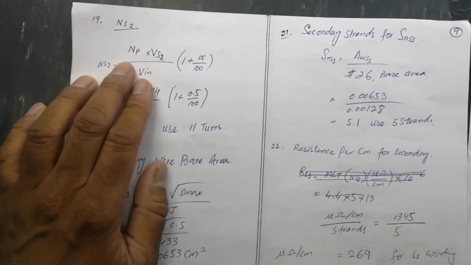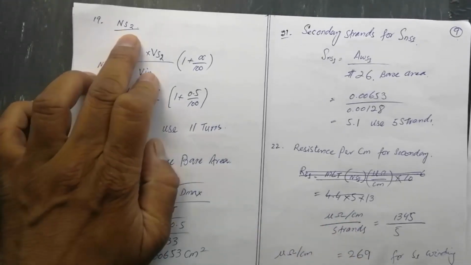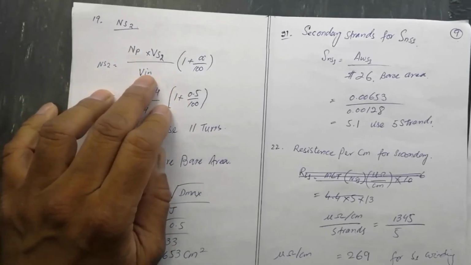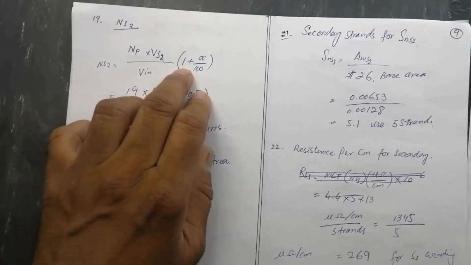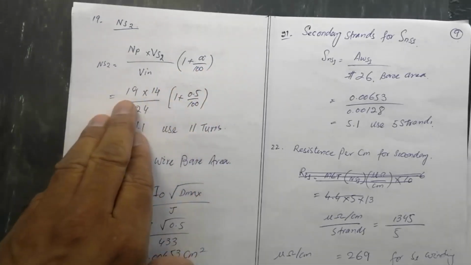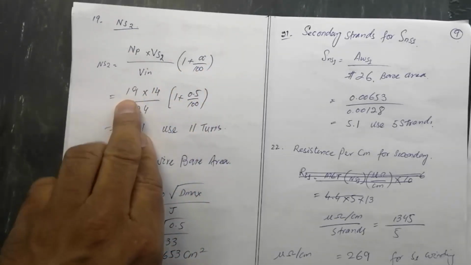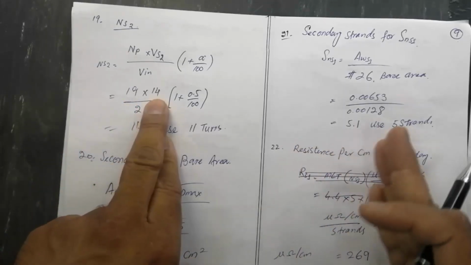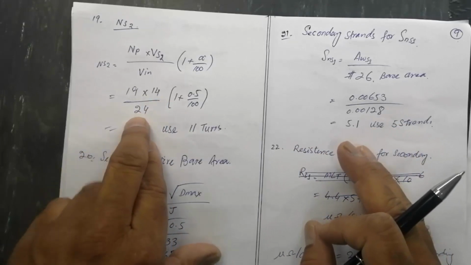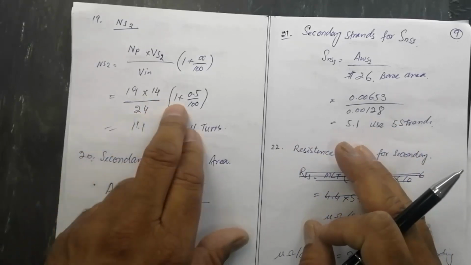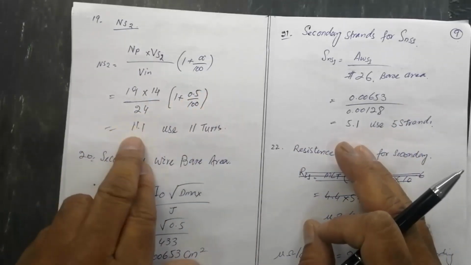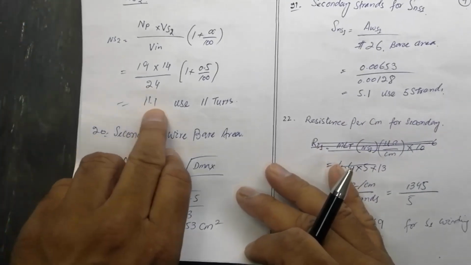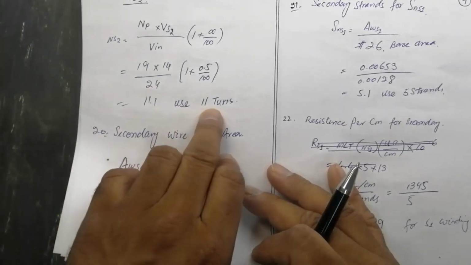Now we can calculate the number of turns in secondary number 2: NP times Vs2 divided by V in, multiplied by 1 plus regulation factor. 19 turns in primary, 14 volt, 12 volt output and 2 volt for diodes, and it is 24 volt input, 1 plus regulation factor. We need 11.1 turns, but we will compromise at 11 turns.